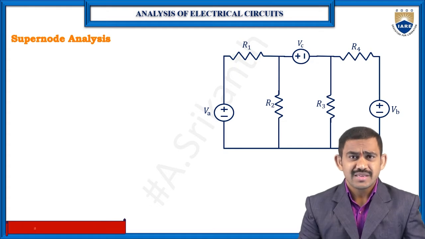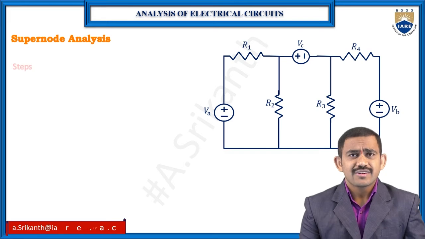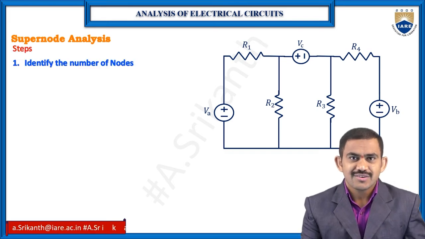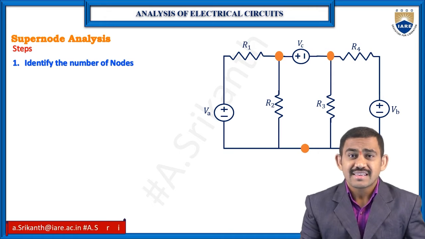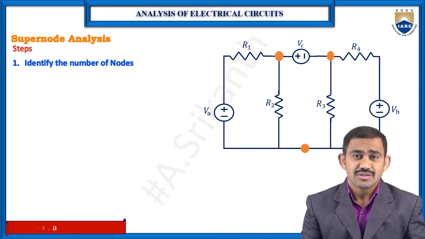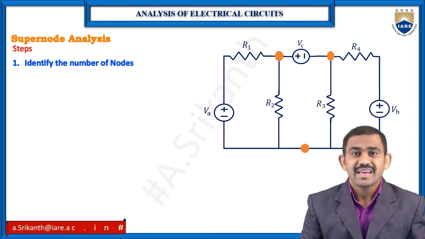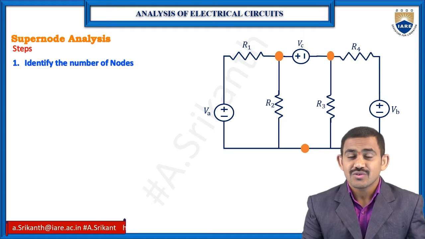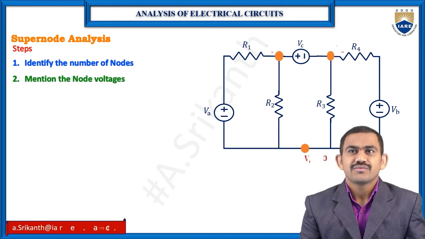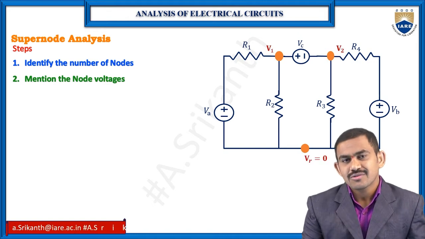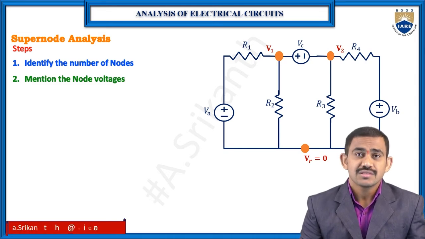So what is the main difference? We'll check one by one now. What are our steps? The first step is to identify the number of nodes. For this circuit, I have 3 nodes. Every circuit has one reference node. Here we have 3 nodes, but of the 3 nodes, one is the reference node, that is VR. VR equal to 0, reference voltage equal to 0. So first mention the node voltages: V1, V2 as well as VR. VR equals 0 because it is the reference node, and for the reference node the value is 0.